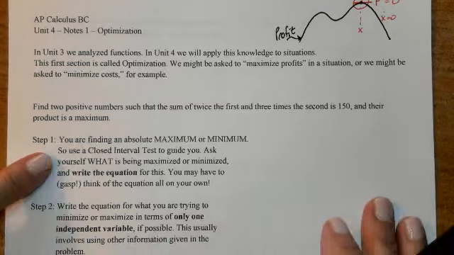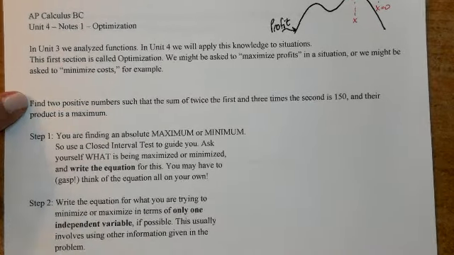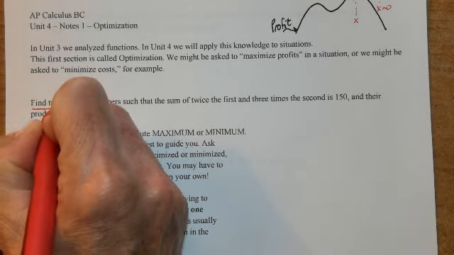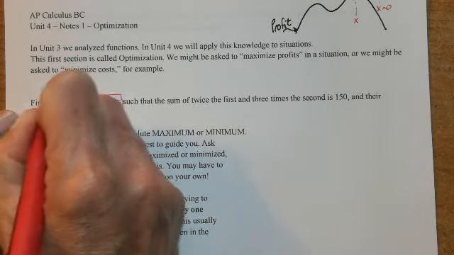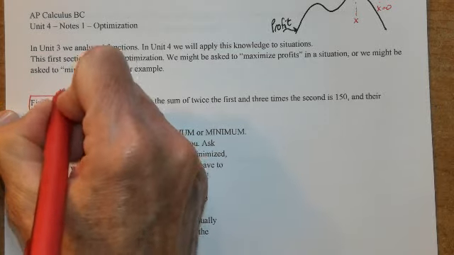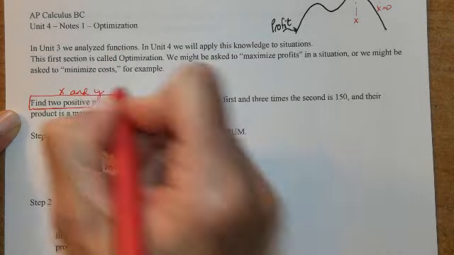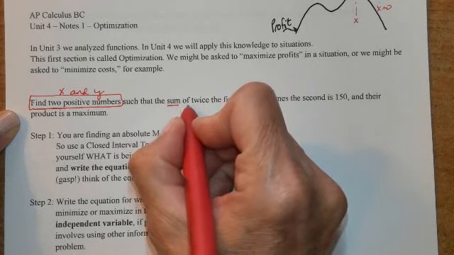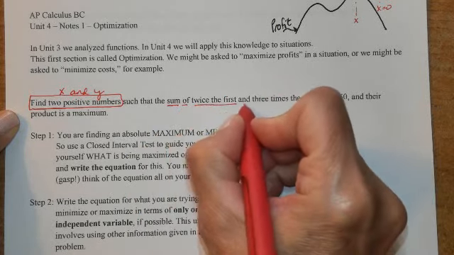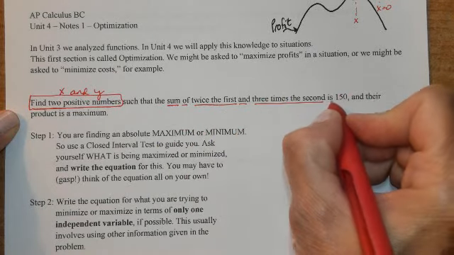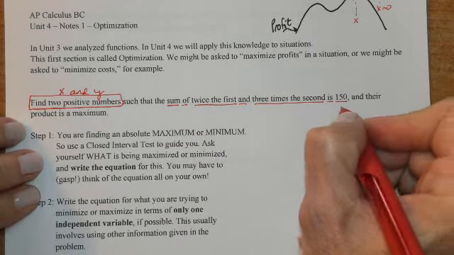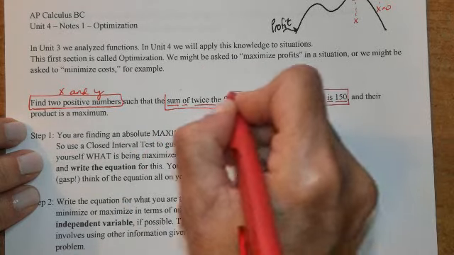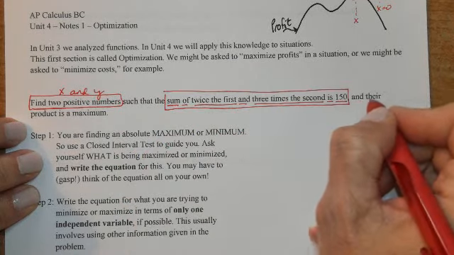Okay, let's take a look at an example. Find two positive numbers, so we know what we're trying to do. We're finding two positive numbers. I'm going to call those two positive numbers x and y, such that the sum of twice the first and 3 times the second is 150. The sum of twice the first and 3 times the second is 150, comma, there's something more coming.